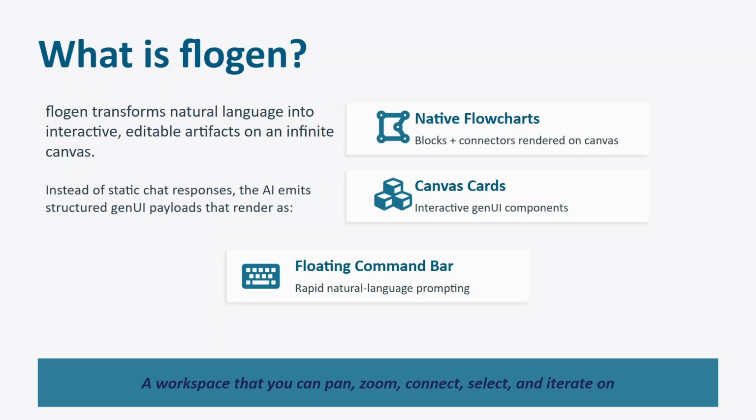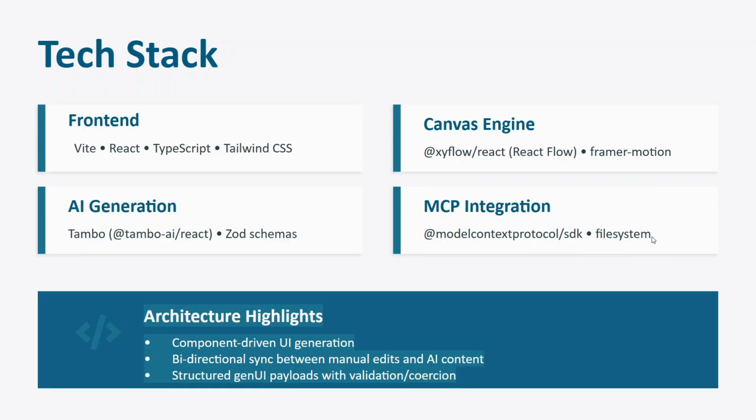Instead of just relying on text, Flogen's assistant emits structured payloads that become native flowchart blocks, interactive connectors, and dynamic canvas cards. The tech stack used here: for the front end we have used React and Tailwind CSS mainly. For the AI generation part and the component generation, Tambo is used. To maintain strict rules on the responses, Zod schemas are used.